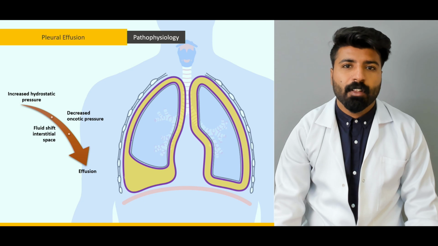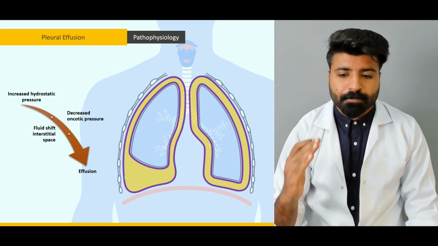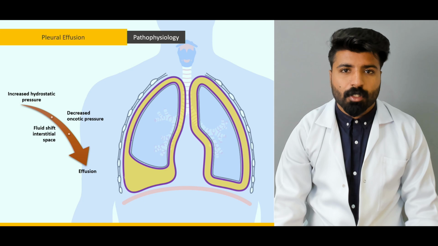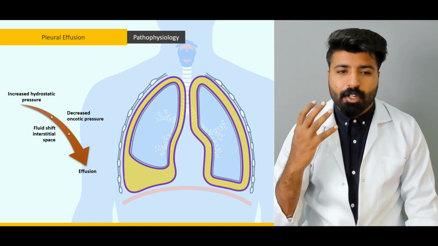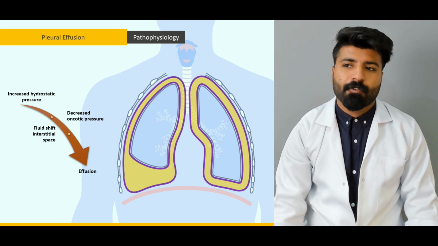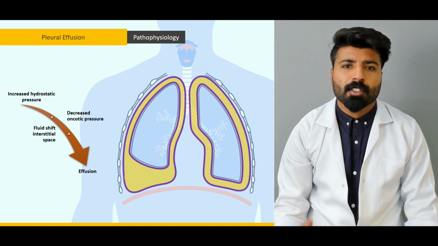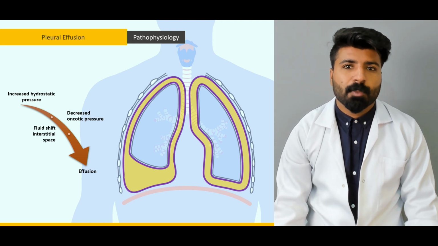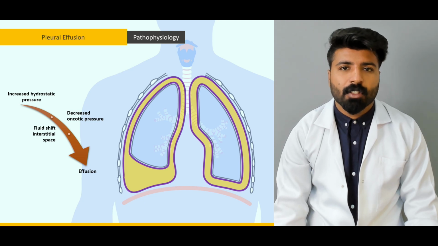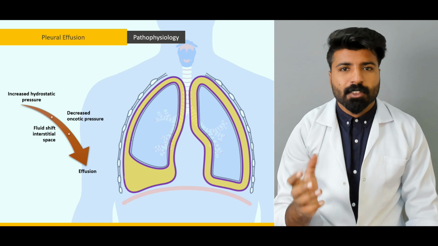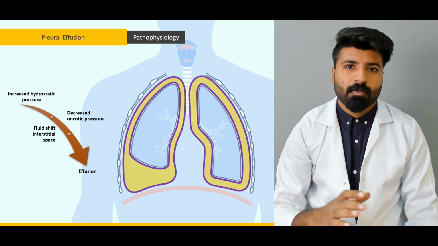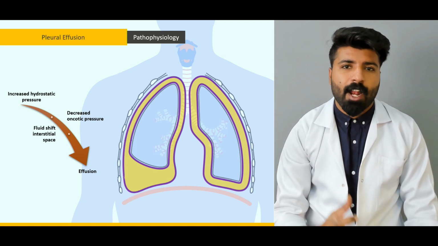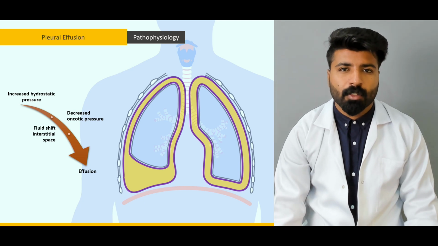Increased permeability will lead to pleural effusion. Next, if vascular disruption is happening, in what conditions does it happen? Vascular disruption mainly happens in trauma. Vascular disruption happens in malignancy. In that kind of condition, vascular permeability is different. The fluid might leak and that may lead to pleural effusion.